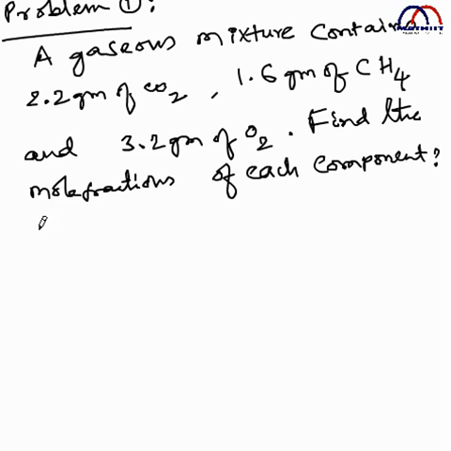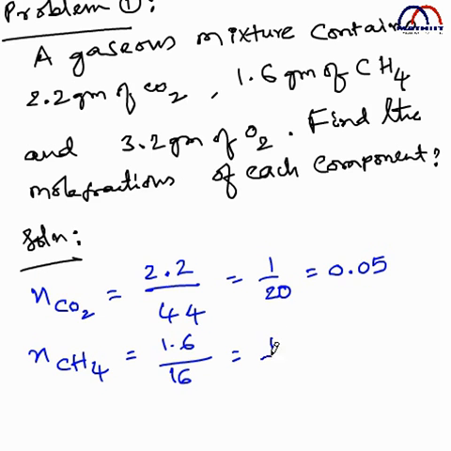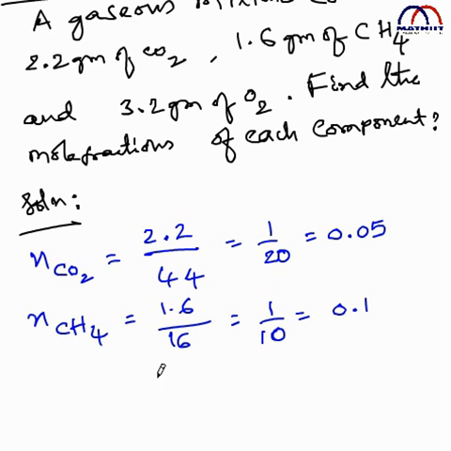Now the solution of this problem is that the number of moles are not given here directly, weights are given. So let us find out the number of moles of carbon dioxide. What is the weight given? 2.2. What is the molecular weight of carbon dioxide? That is 44. This is giving you 1 by 20, which is equal to 0.05. Similarly, number of moles of methane is equal to, the weight given is 1.6 and molecular weight is 16. This is 1 by 10, which is equal to 0.1. Then number of moles of oxygen is equal to 3.2 by 32. This is also giving you 1 by 10, equal to 0.1.